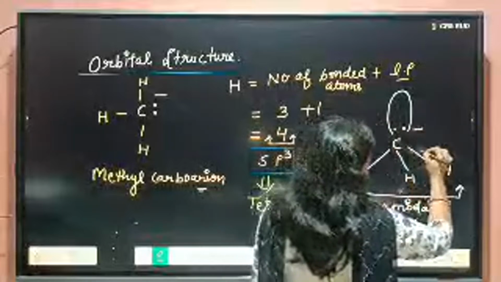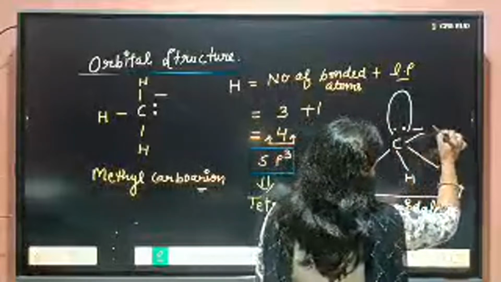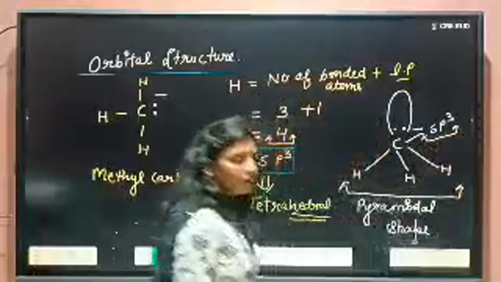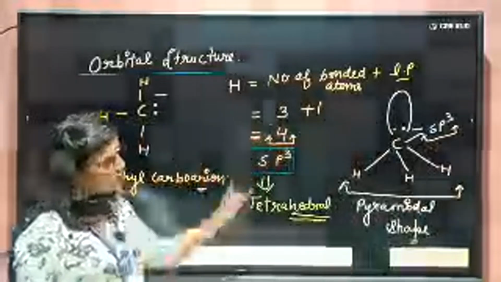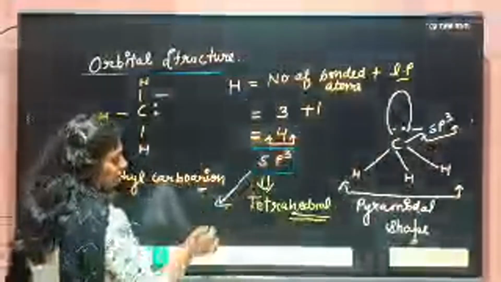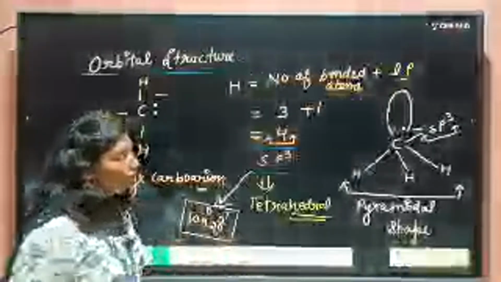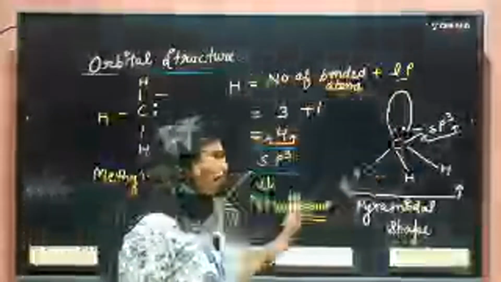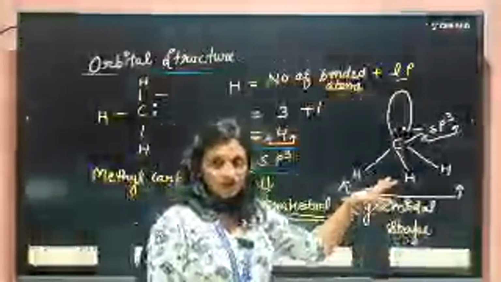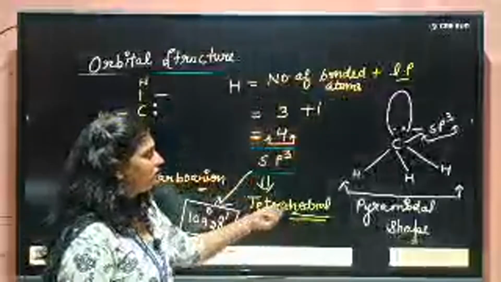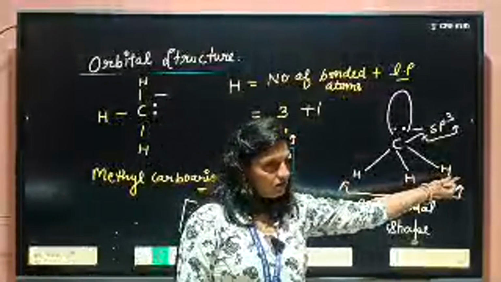Hybridization is sp3. Clear? The angle for regular sp3 is 109 degrees 28 minutes. But one lone pair is here, so it will be less than that. Clear? Around 108 degrees.